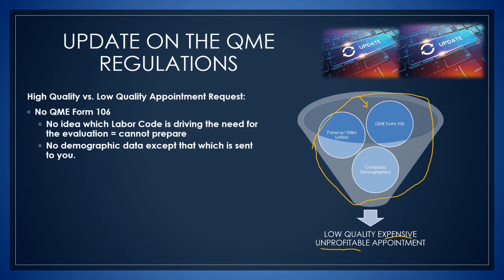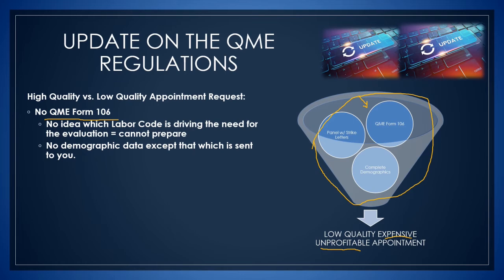So let's take a look. Imagine that you're unable to obtain QME Form 106. Now you have no idea which labor code is driving the need for the evaluation, and therefore you cannot prepare properly for the evaluation. You're at the mercy of the parties to let you know something as the evaluation approaches, either through their cover letters or through their correspondence with you. If you can get QME Form 106 in advance, you'll know exactly which labor code is driving the evaluation, and therefore you'll know exactly what to do.